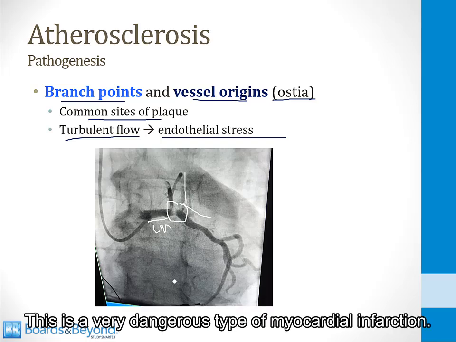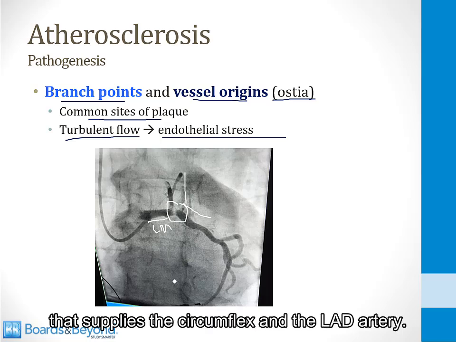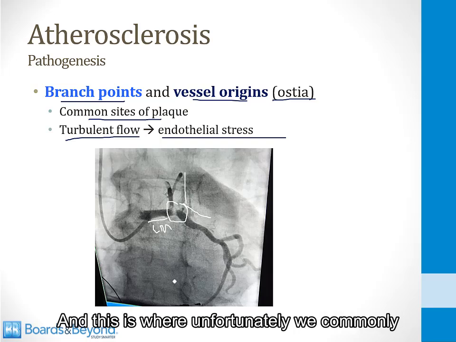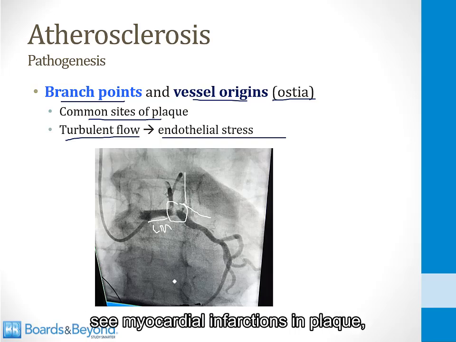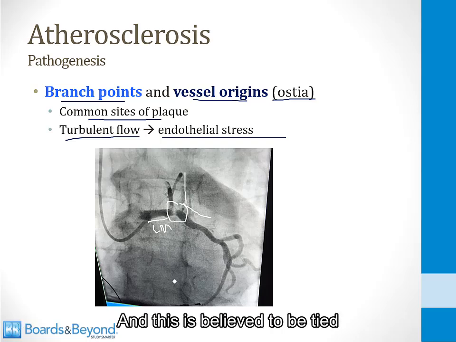This is a very dangerous type of myocardial infarction. Thrombus is filling the branch point that supplies the circumflex and the LAD artery. And this is where, unfortunately, we commonly see myocardial infarctions in plaque, and that's because it's a branch point, and it also involves the origins of several blood vessels. And this is believed to be tied to underlying endothelial stress that occurs due to turbulent flow.